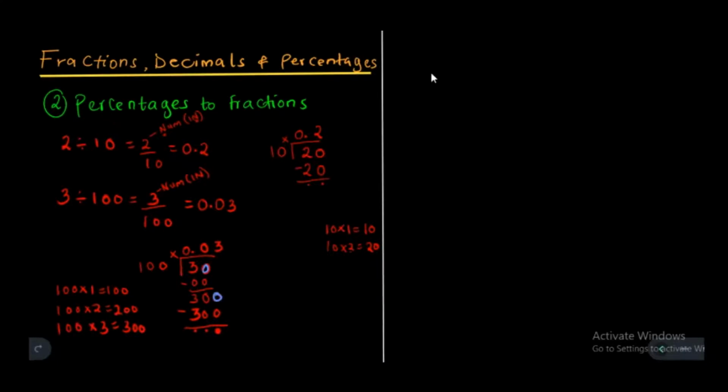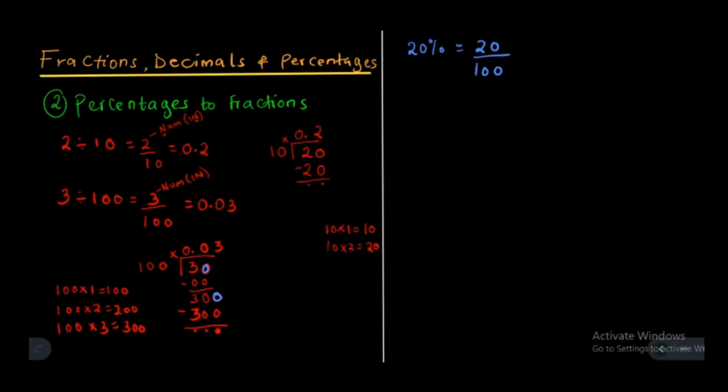The first example that I'm going to use is 20%. How will I change 20% to a fraction? So 20% means 20 per 100. We always know the total percentage is 100. So if you say 20%, it means 20 per 100.